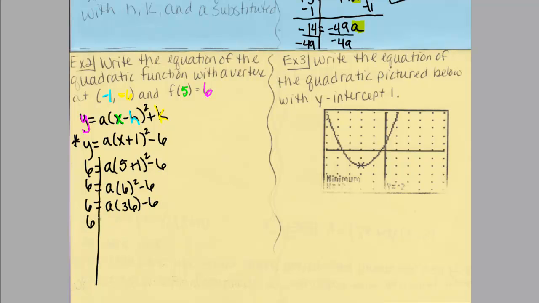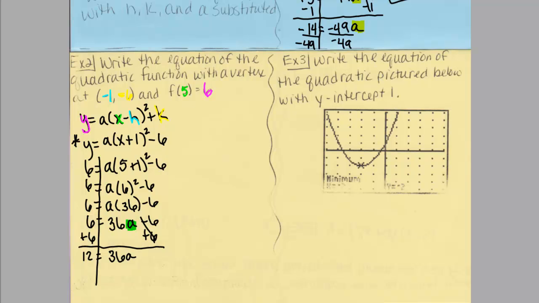I am just going to flip-flop my a and my 36. That's all I'm doing this part. Now, since our a is over here on the right, we need to move all the numbers away from our a. So we have to move this 6 over. So we're going to add 6 to both sides since it is being subtracted. Always do the opposite. 6 plus 6 is 12. And we just bring down our 36a.